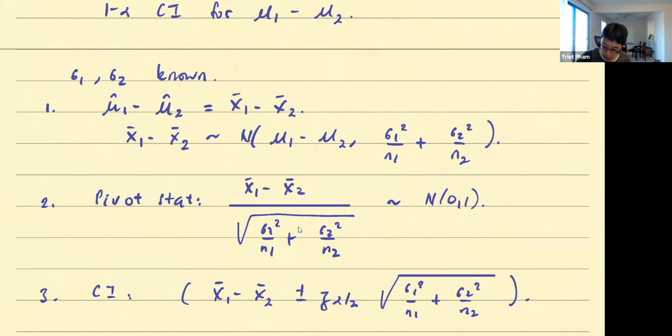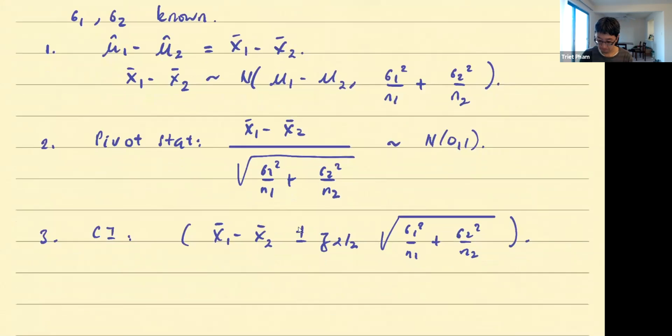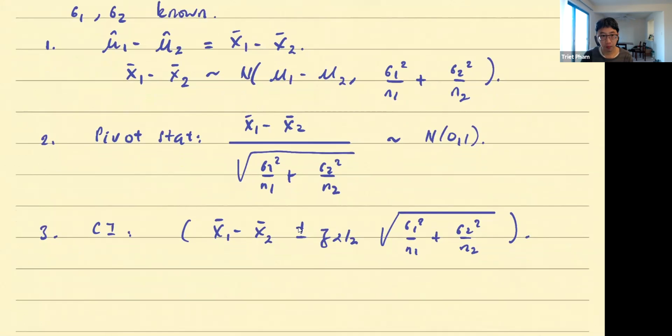All right, so that was where we left off last time. Any questions here? All right, so the main point, of course, is when sigma 1, sigma 2 are unknown. That's the most important.